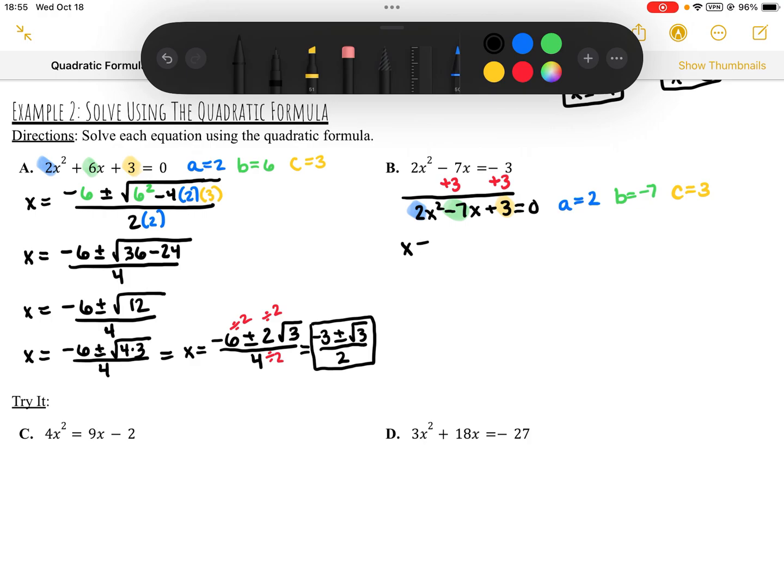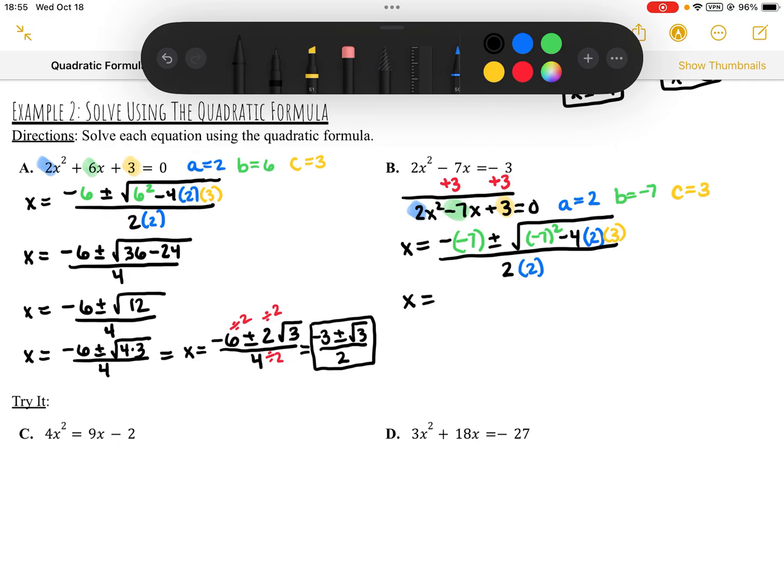So I get x equals negative B, so negative, and then B, so -7, plus or minus the square root of B squared, so -7 squared, minus 4AC, all over 2A.